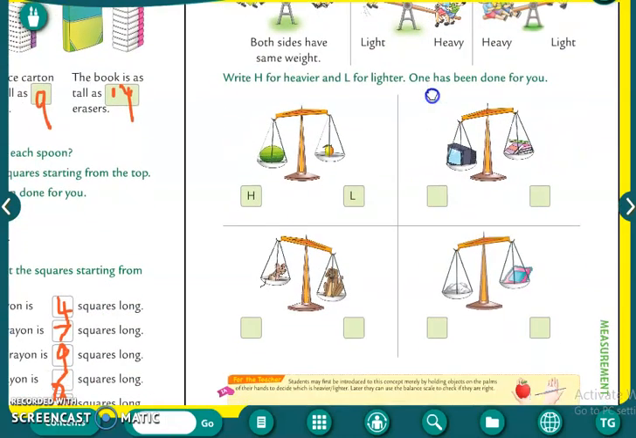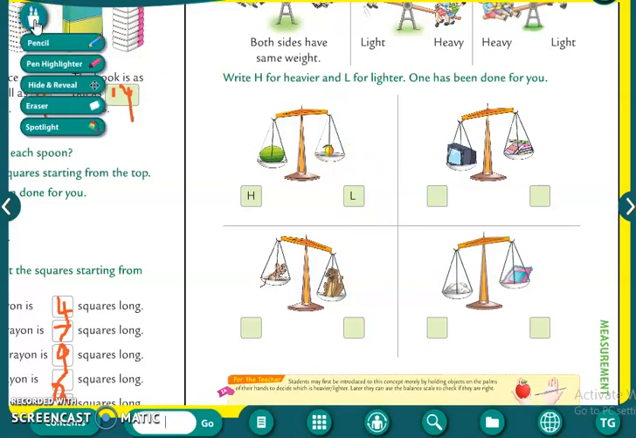See here, 4 pictures are given. We have to see which side will be heavier. जो side नीचे की तरफ है, that will be heavier. So that we will write H. H for heavier. And which side is on the upper side, that will be lighter. So that we will write L for lighter. Now see the first one.